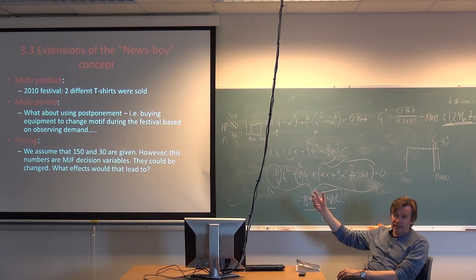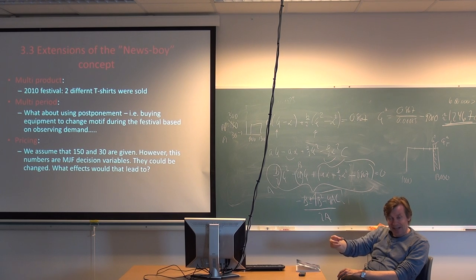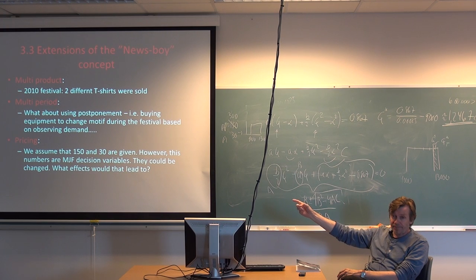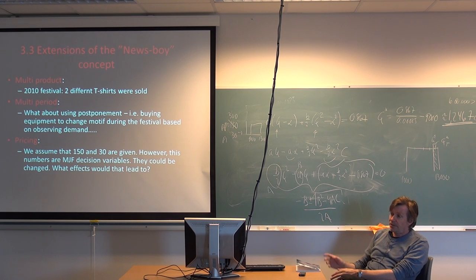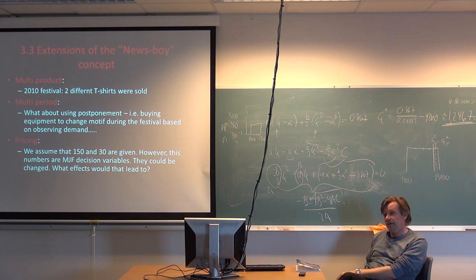And of course, in reality, if you look at the Molde Jazz Festival, they have a multi-product problem. They have multiple periods, basically. During the days, they can change the motif if they're interested in it. And of course, the pricing option is there. So it's, in fact, a really tricky problem we look at here. Because the solution we offer here is just a single step from the naive just guess to a slightly more scientific approach. But if you really want to do this closer to reality, you would have to do a lot more than we've done here.